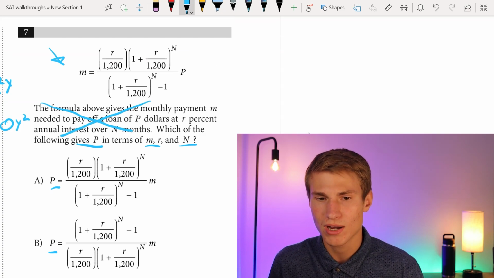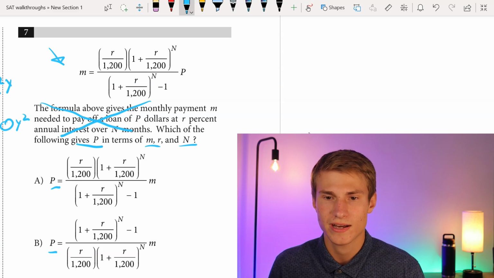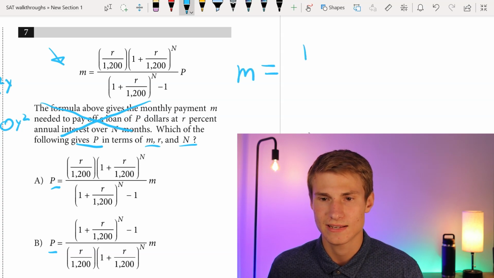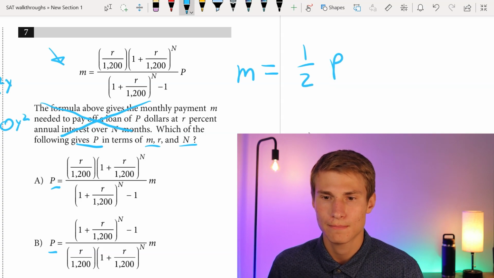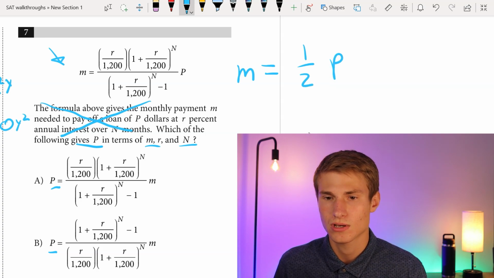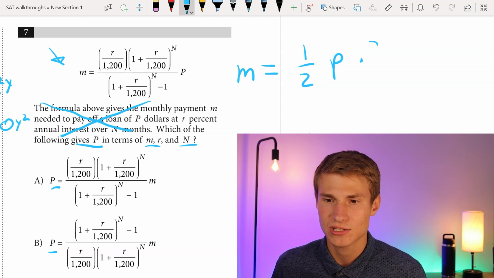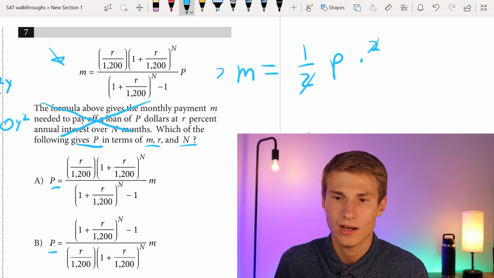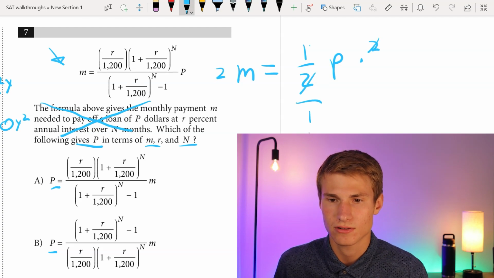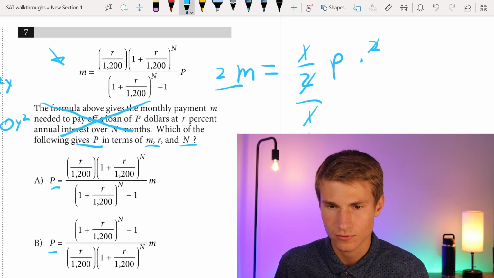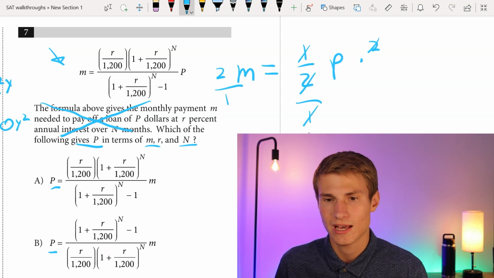So in this case, it might look really confusing to you, but I'm going to really show you how to simplify it down. If I was to write this as m equals 1 over 2 p, and you had to solve for what p equals, you would go ahead and multiply each side by 2, right, to get rid of our denominator, and then you'd divide each side by 1 to get rid of this 1 here, and then you'd have solved for p, right? You'd have 2 over 1 times m equals p.